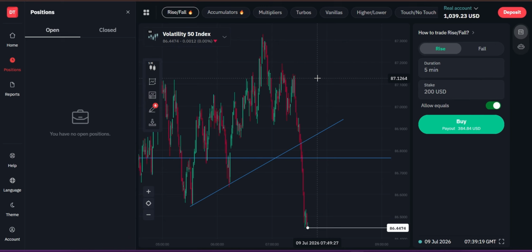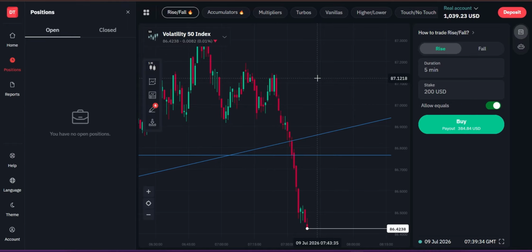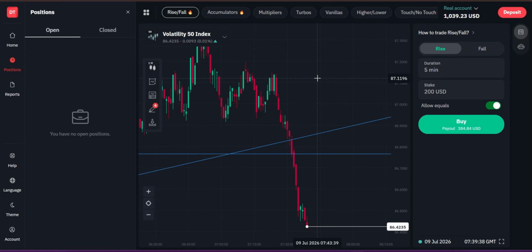So here you can place your trades. You can place your trades if you know the market, price action, psychology, each and everything. You can easily make money, believe me. But if you don't have knowledge, then you are going to lose thousands of dollars in this market.